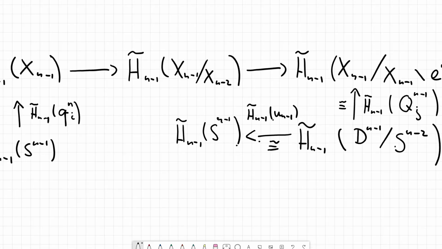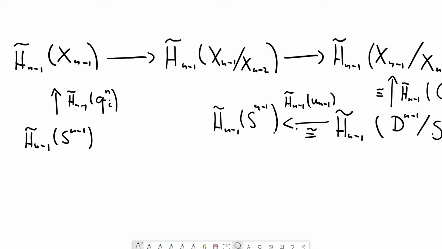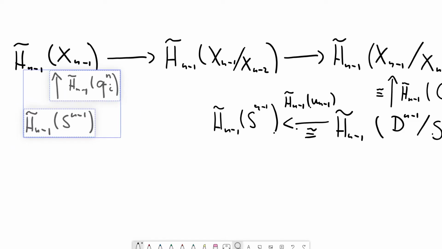Okay. And maybe I'll try to move this a bit up here to make the diagram more coherent. Ah, it did work actually. So, right.